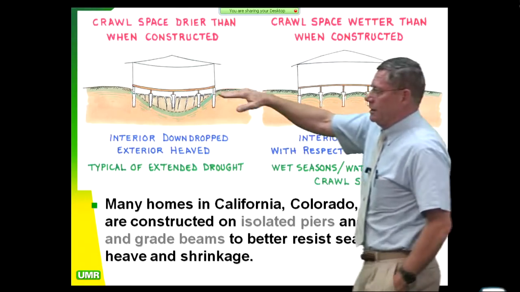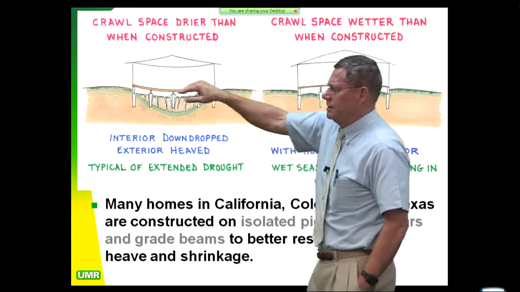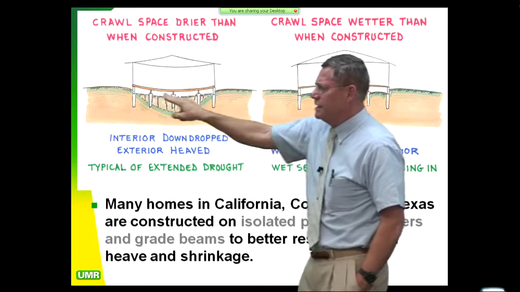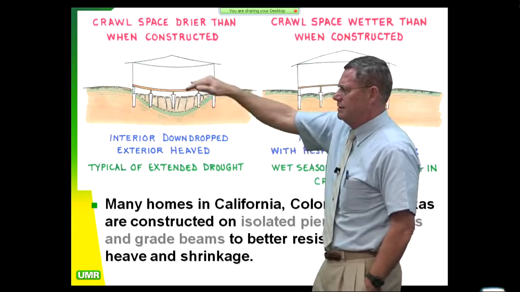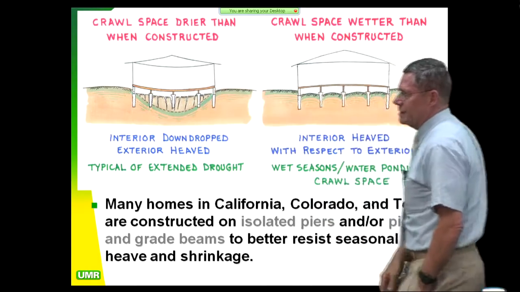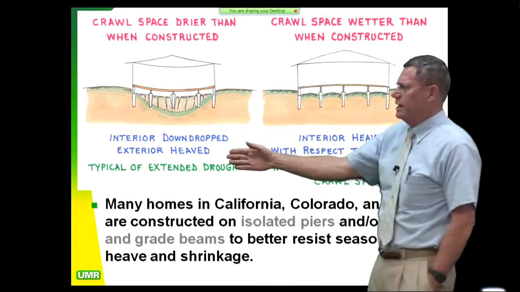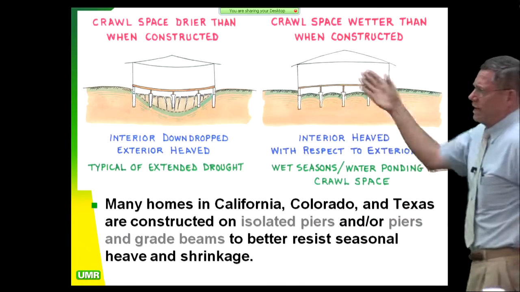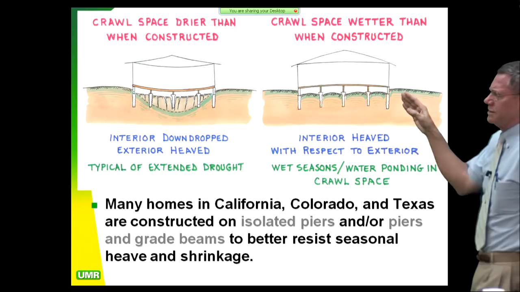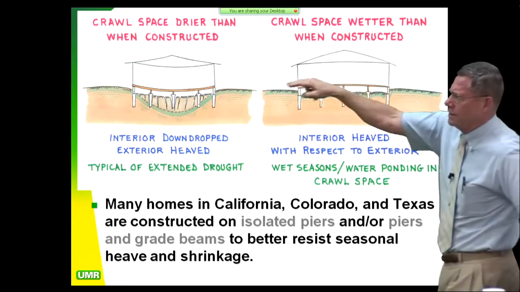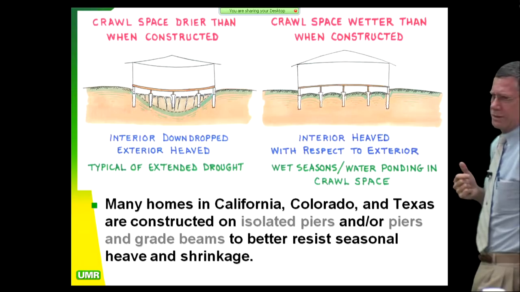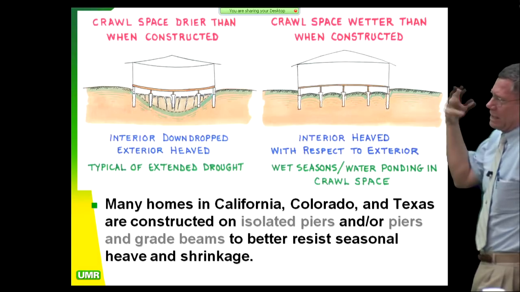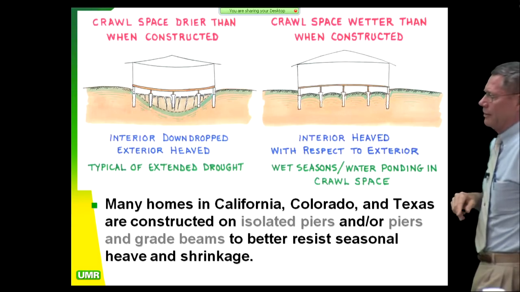And so here, if it gets real dry under here, especially if they have HVAC leaks and a lot of dry air, this will desiccate and sink. So that's typical of an extended drought kind of condition. Now this one is the one I saw more often, which was the interior was heaved and it was domed. We call this interior doming. And that's a typical long-term condition you get to 7, 8, 9, 10 years down the road.